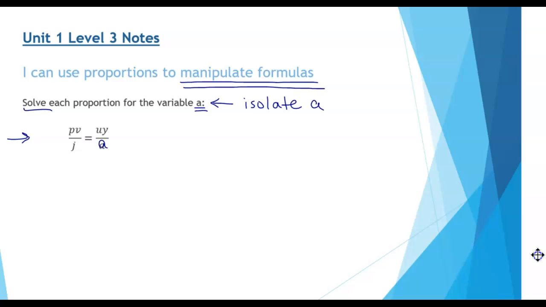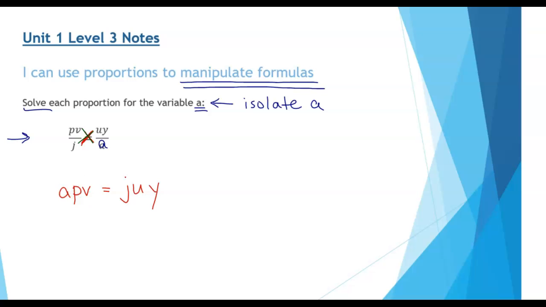Now, in order to do that with our fractions, our proportion, let's cross multiply. So A times P times V, I don't know what numbers they are, but I know that this is the product of them. And that equals the other cross product, so J times U times Y. And so here is my product equaling the other cross product. Now I need to solve for A. So I need to undo this PV, because if I got rid of it, then I'd have A all by itself, and that's what solving for A would be.